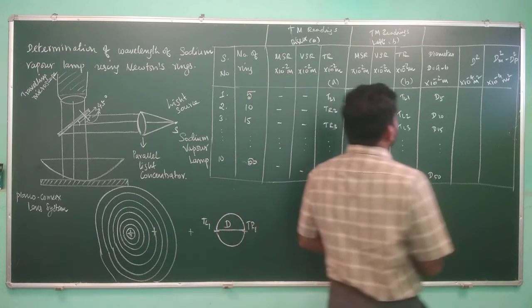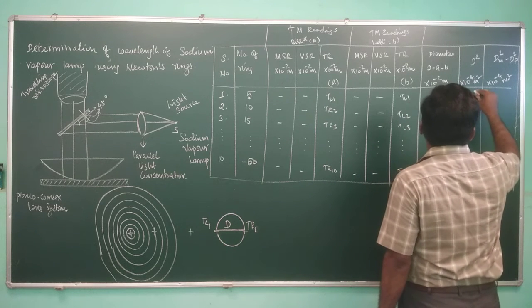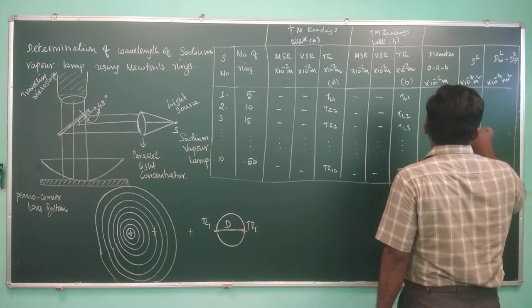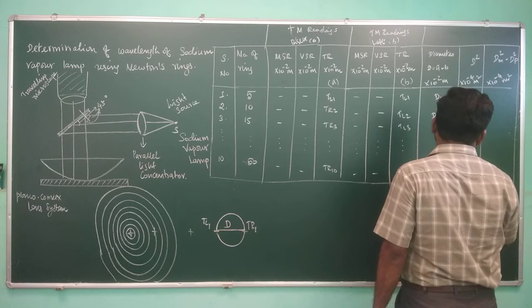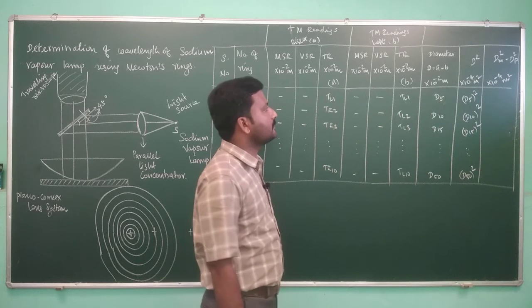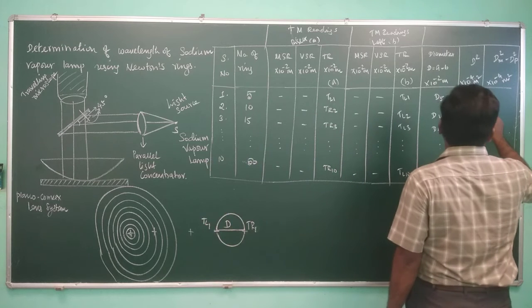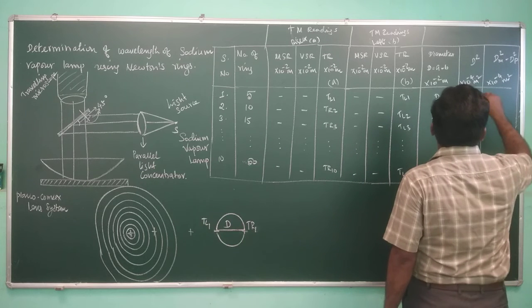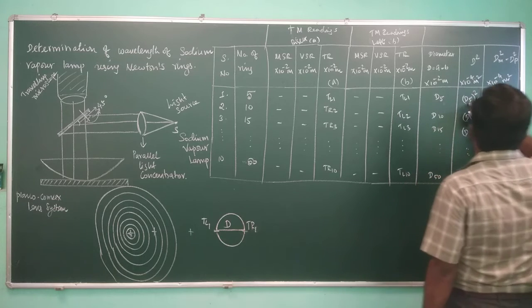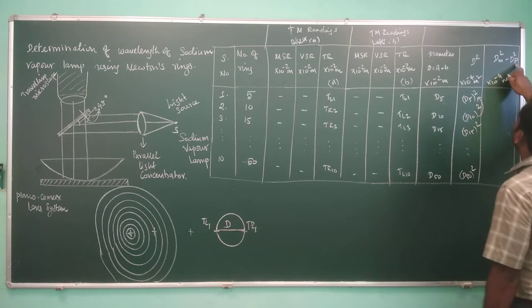Now here if you square it, you will have diameter square of the 5th ring, diameter square of the 10th ring, diameter square of the 15th ring, diameter square of the 50th ring, that is D square. Now what we need is, let us subtract D5 square from D10 square. What we will get, see what we are doing, D10 square minus D5 square.